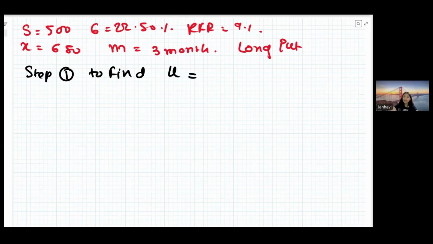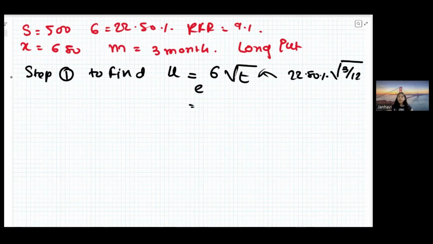Now let's start. Step 1 is to find, guess what we need to find? We need to find the uptick. And how do we solve for the uptick? Standard deviation into root of t and exponential value. So let's first solve for this. Standard deviation is 22.50% into root of 3 by 12. As it is given in months, you will always divide by 12. So always solve the 3 by 12 first. 3 divided by 12 gives you 0.25, and now click the square root button, and you will get 0.5.